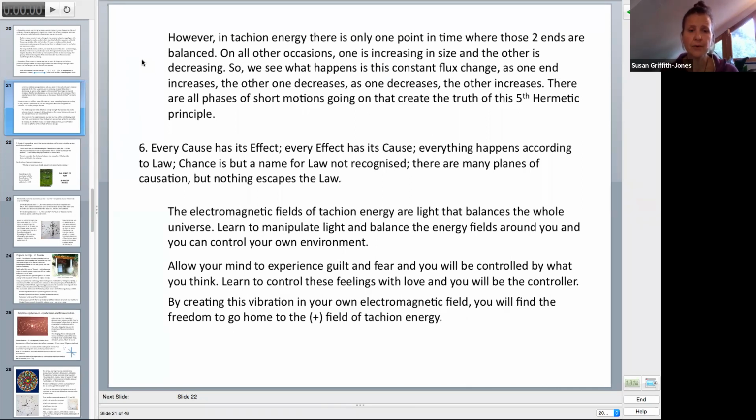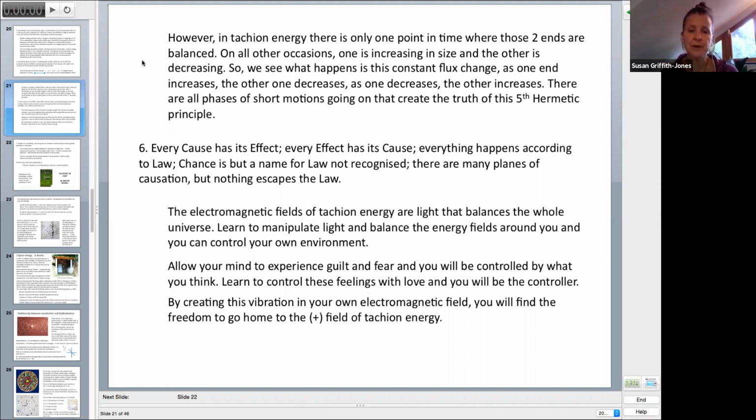The 6th: every cause has its effect and every effect has its cause. Everything happens according to law. Chance is but a name for law not recognized. There are many planes of causation, but nothing escapes the law. The electromagnetic fields of tachyon energy are light that balances the whole universe. Learn to manipulate light and balance the energy fields around you, and you can control your whole environment.